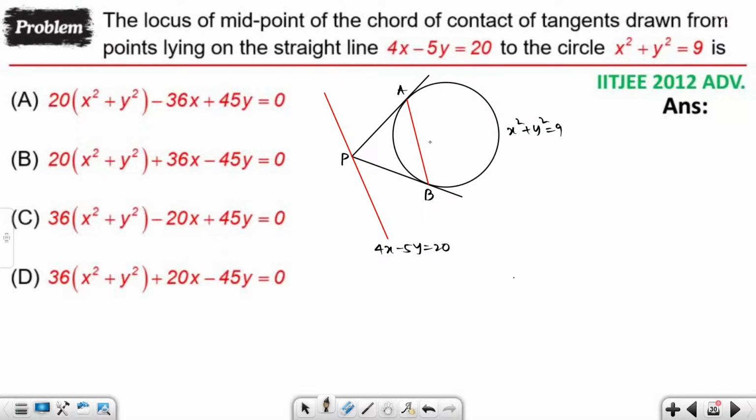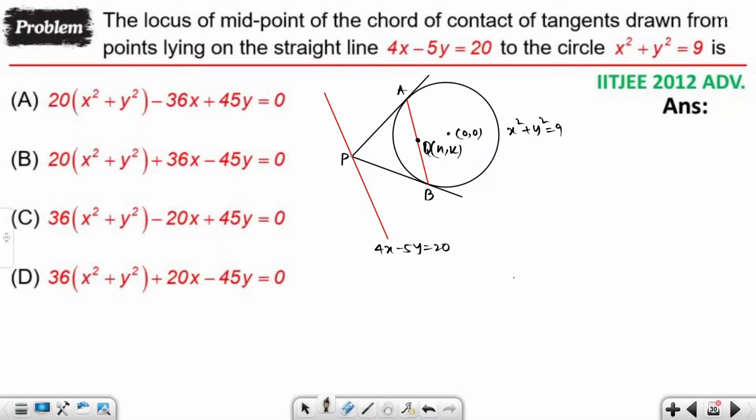Now we have to find the midpoint of this chord of contact, the locus of the midpoint of the chord of contact. Its center is where? Its center is at 0, 0. And what about its radius? Its radius is 3. That much information we have. Is it clear? Let me denote this as Q because P we have already taken. So let this point Q be any point on the locus, and the coordinates be h, k.